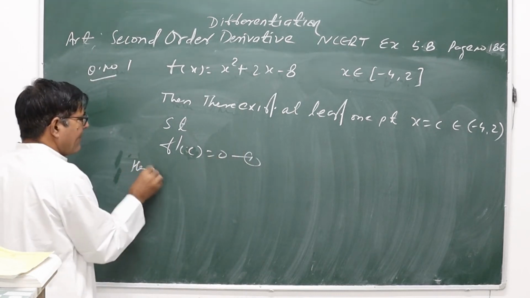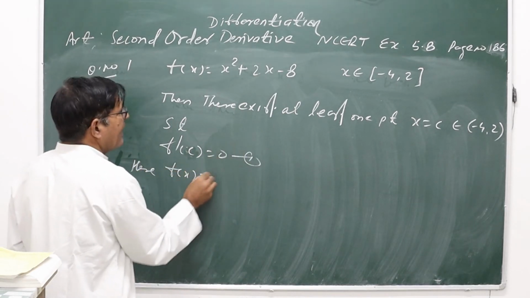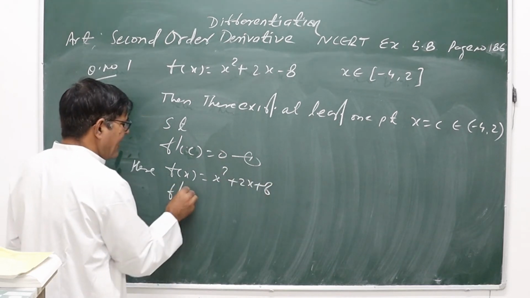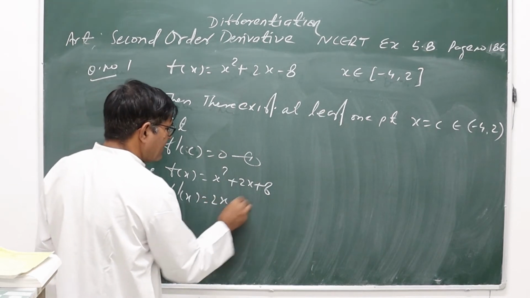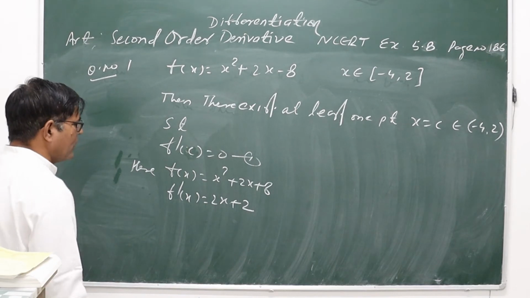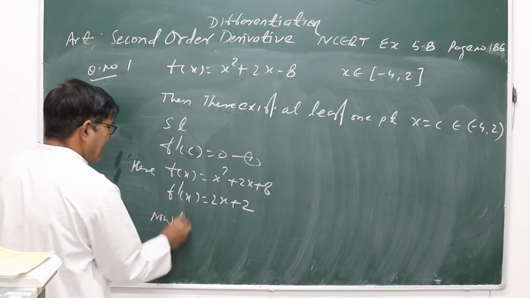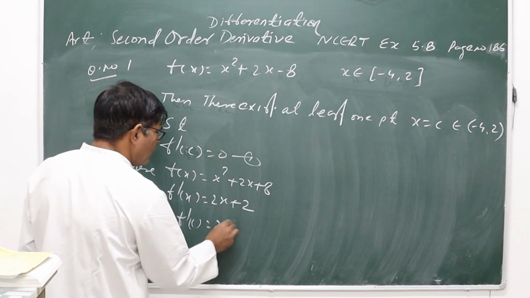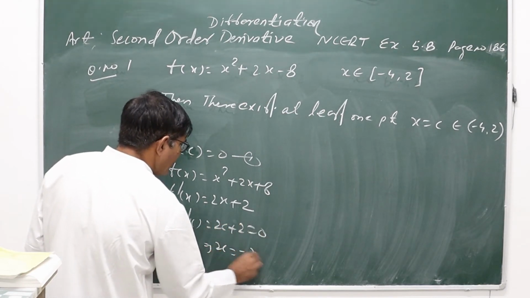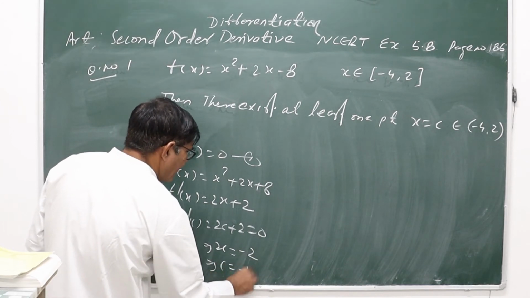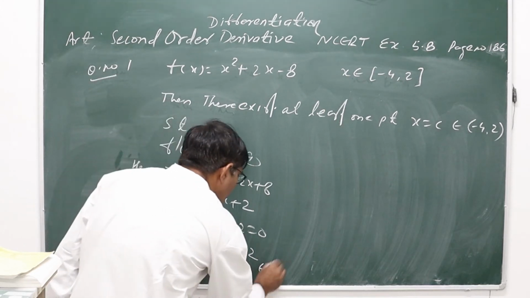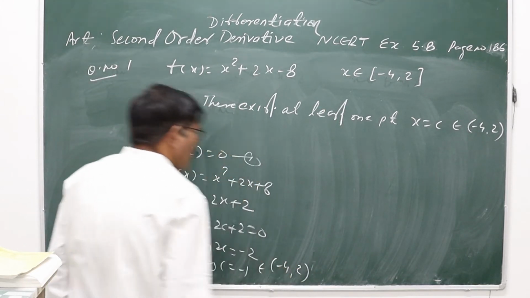Here f(x) is given as x² + 2x − 8. So f'(x) is equal to 2x + 2. Now f'(c) should be equal to 0. Now f'(c), that is 2c + 2, should be equal to 0, which implies 2c = −2, so c = −1. The value of c is −1, and −1 belongs to (−4, 2).